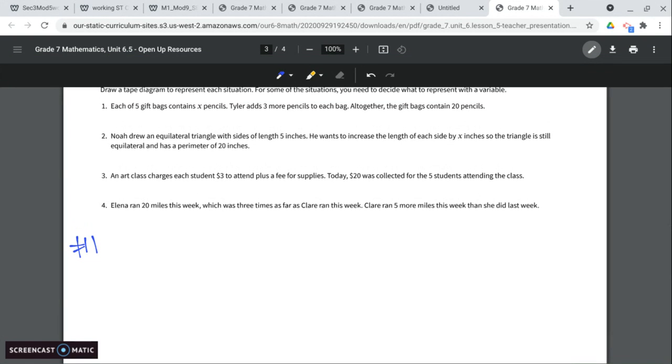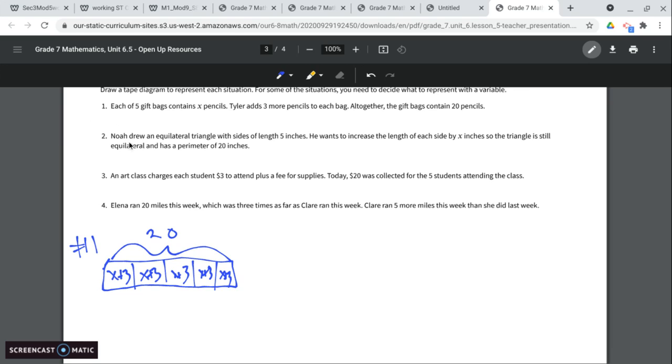I'm going to put a number 1 down here. So we know in total, there's 20 pencils. And then it's telling us that each gift bag contains X pencils, and he adds 3 more pencils to each bag. So we're going to have X plus 3, X plus 3, and we've got 5 gift bags. X plus 3, let's squeeze these in, X plus 3, just barely. So there would be our tape diagram to represent that first situation.